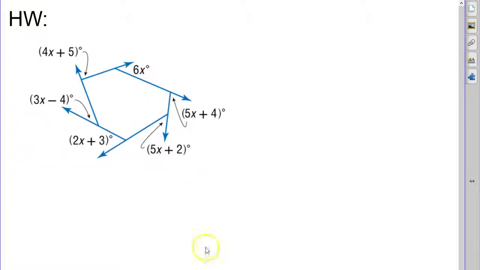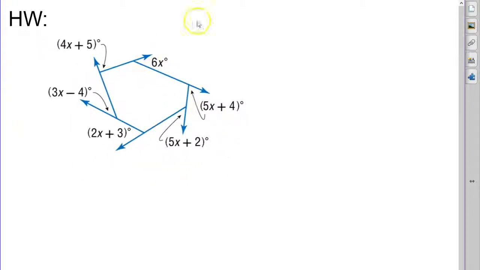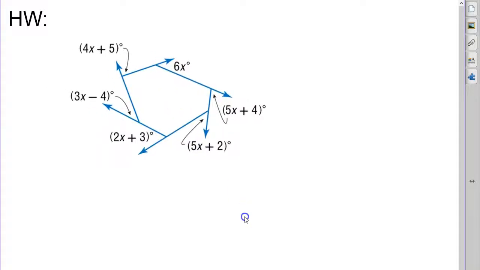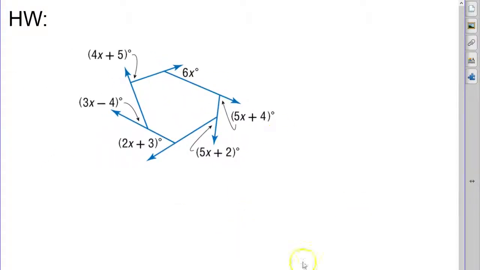Okay, so for homework for tomorrow, we've got this weird shape. I like to think of these as throwing stars when they all go that direction, like a weird throwing star shape. So your job is to solve for x for this figure here. And then in class we'll talk more about section 6.1.